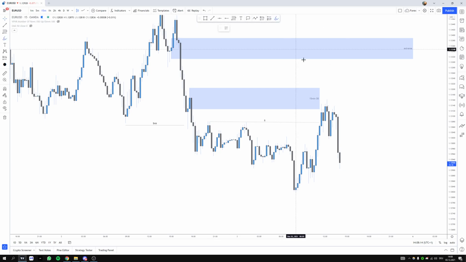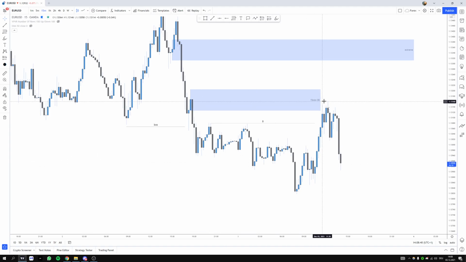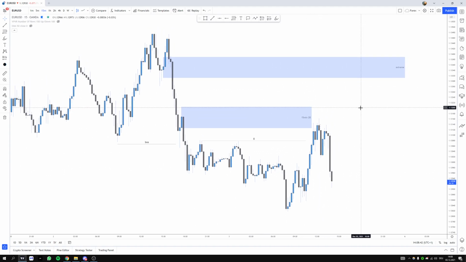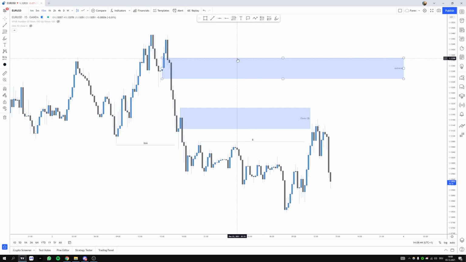So James has marked off these levels, and I completely agree with him. These are also good levels, but I personally was looking at this. I also saw this too, but I saw this liquidity. That's why I was taking trades from these areas right here, or this area right here. I was looking to take it from here. So I think this is very clear. This was the 1 hour order block.